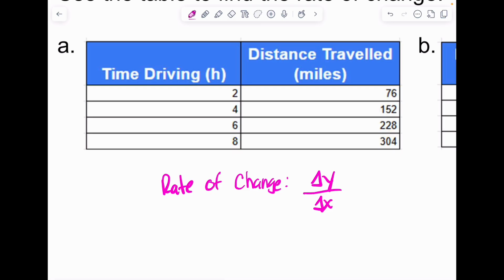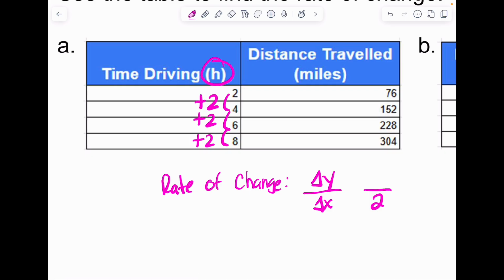So I say to myself, h is my independent variable. From 2 to 4, didn't I add 2? From 4 to 6, same pattern. Aren't we adding 2? Same from 6 to 8. So friends, adding 2 is my change in x.